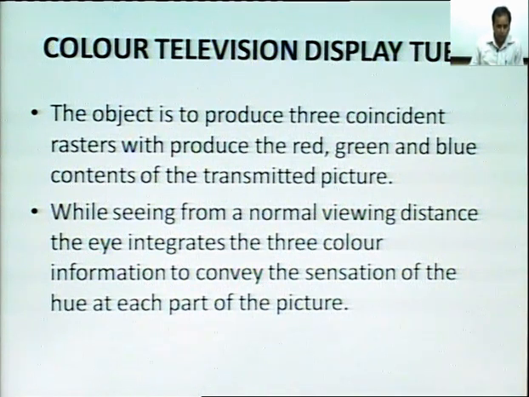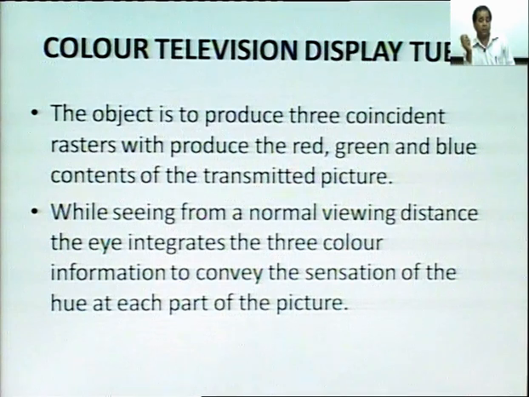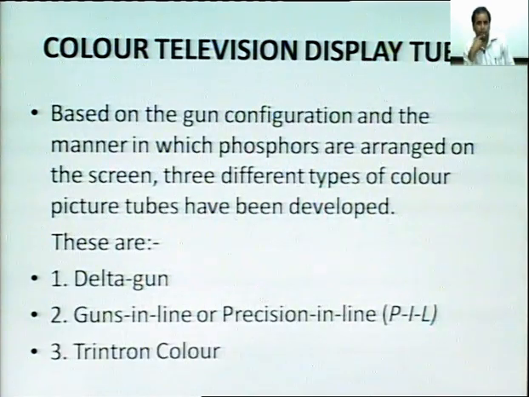While seeing from a normal viewing distance, the eye integrates the three color informations to convey the sensation of the hue at each part of the picture tube. I discussed this earlier also, that the three spots are so closely spaced that they merge into each other, and when we see it from a normal viewing distance, it appears as if these three colors have been mixed and we have a resultant color. Based on the gun configuration and the manner in which the phosphors are arranged on the screen, three different types of color picture tubes have been developed. These are the delta gun picture tube, guns in line or precision inline, and trinitron.